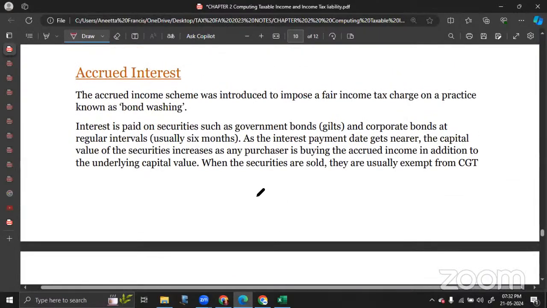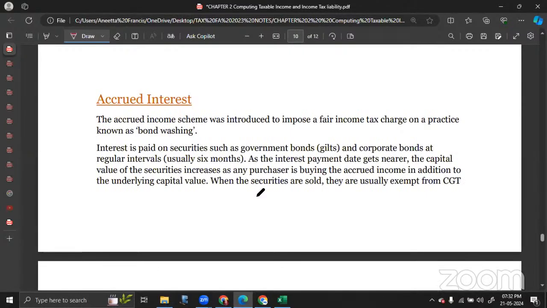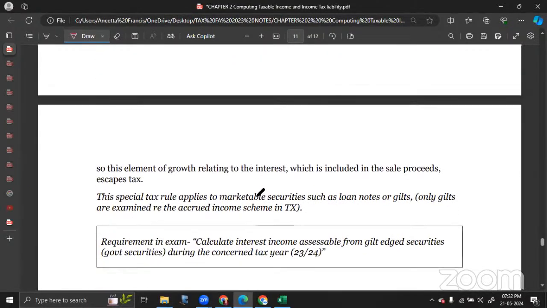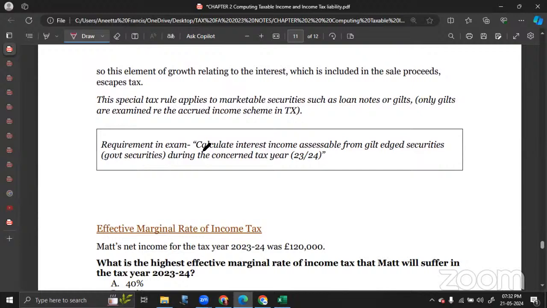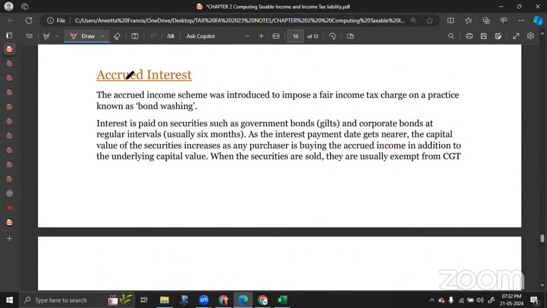There is a concept of accrued interest. This is to prevent bond washing. When do you do a computation of accrued interest? I've given in the question, calculate the interest income assessable from gilt-edged security or government security during a particular tax year. So the question requirement will be to calculate the interest income from gilt-edged securities during a particular tax year. You will have to apply the rule of accrued interest. This is a very important calculation.